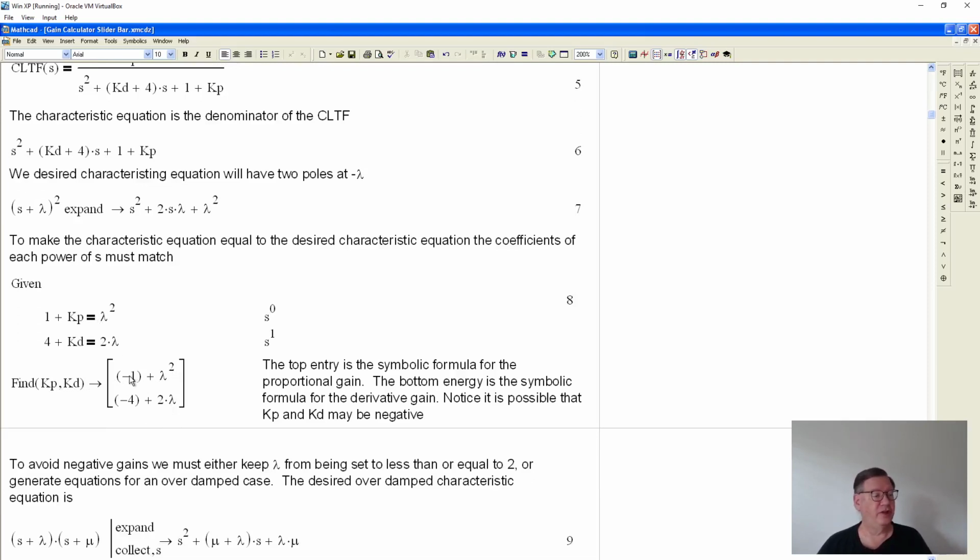Anyway, the solution is, this is the symbolic solution for Kp as a function of lambda, and this is the symbolic formula for Kd, derivative gain, as a function of lambda. And lambda is the slider bar. When we move the slider bar up and down, what we are really doing is increasing or decreasing lambda. When we move it up, we're making lambda a bigger number, so actually the pole is going more negative, because if you make this bigger, then the pole location to offset that is going to be more negative.